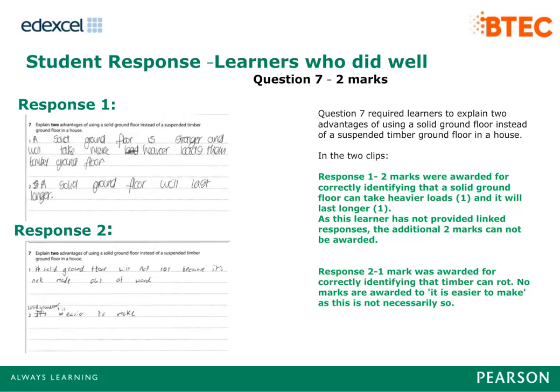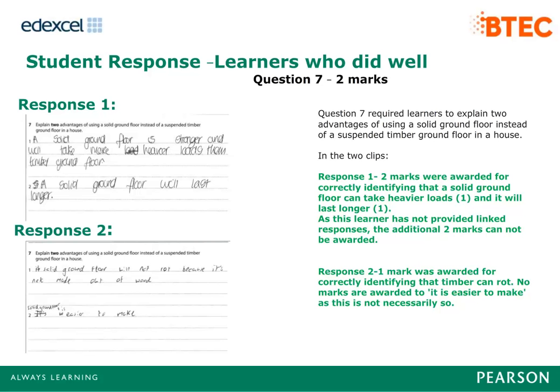Question 7 required learners to explain 2 advantages of using a solid ground floor instead of a suspended timber ground floor in a house. Learners were often able to achieve 1 mark for the identification of an advantage, but were then unable to develop a linked explanation. The mark scheme for this question is detailed and offers centres the opportunity to review how linked responses should be presented.